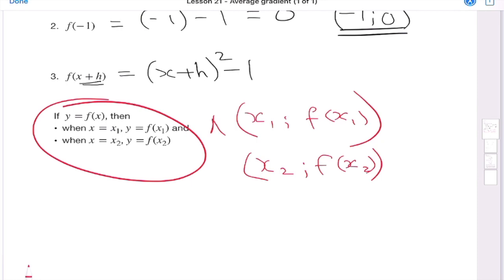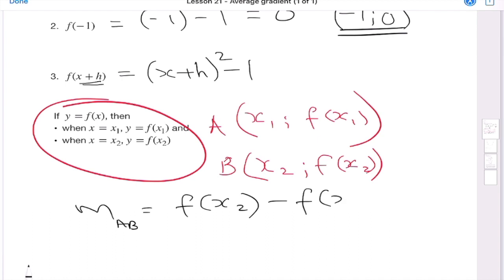So if this is a point here, let's call it A, and this is another point there, and let's call it B. Remember, we can join any two given points and get a straight line. We can then work out the gradient of AB. The gradient of AB in this case will be the same formula, y2 minus y1, but in this case it looks like f of x2, that is our y2, subtract y1, but y1 is f of x1, and all that is divided by x2 minus x1. This is exactly the same formula as y2 minus y1 over x2 minus x1.